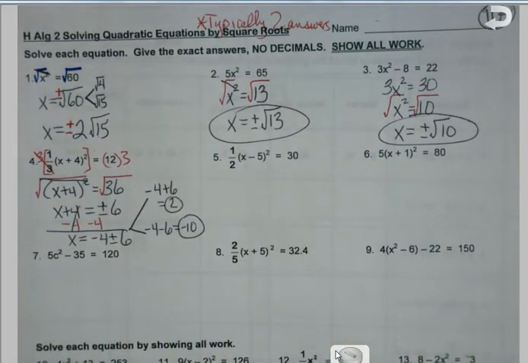If it breaks down clean, take it all the way to the end and simplify it completely and get your two solutions. Now again, they're not always gonna break down all the way, we've seen that already. But if it does, you need to, okay? Not optional.